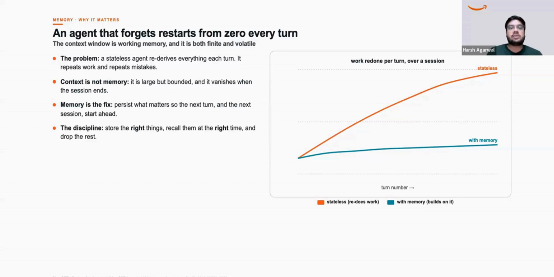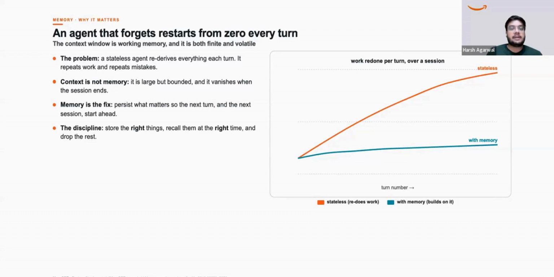And you can watch these two curves, and they show how much work gets redone over a session. The orange one is a stateless agent with no memory. And you can see how it just keeps climbing. Every turn, it's going to rederive everything that it has already figured out. And the worst part is it repeats the mistakes it has already made. And it's really exhausting and expensive. The blue one is an agent with memory. It flattens out because it builds on what it already knows.